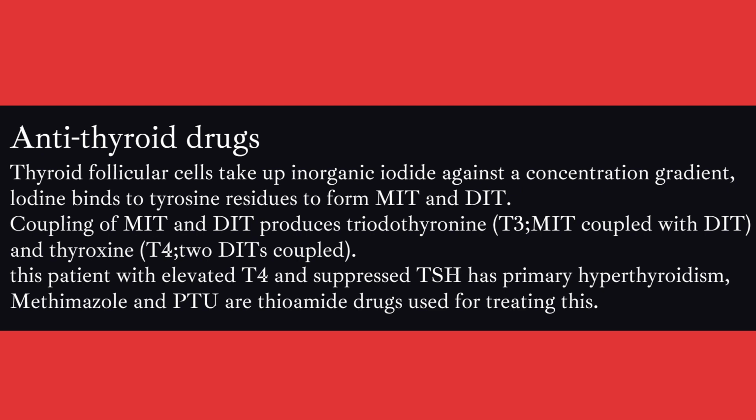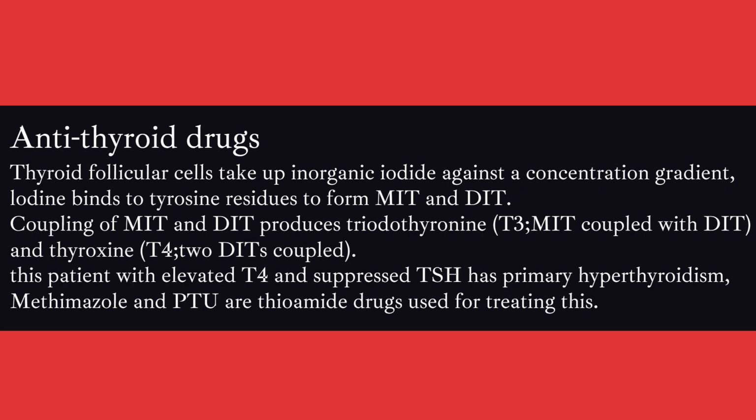Iodine then binds to tyrosine residues, by the process known as organification, in thyroglobulin to form monoiodotyrosine and diiodotyrosine. Coupling of monoiodotyrosine and diiodotyrosine produces triiodothyronine and thyroxine. The thyroid follicular cells then engulf thyroglobulin, which contains the iodinated tyrosine compounds, via pinocytosis. In the thyroid cytoplasm, T3 and T4, collectively thyroid hormones, are removed from the rest of the thyroglobulin and secreted from the basolateral border. This patient with elevated thyroxine and suppressed TSH has primary hyperthyroidism.